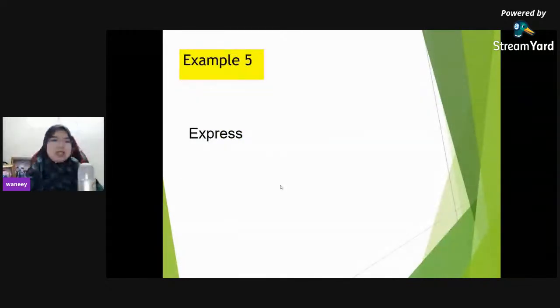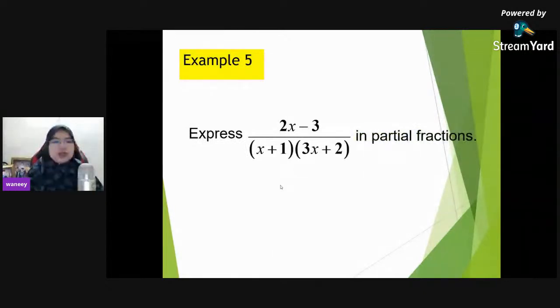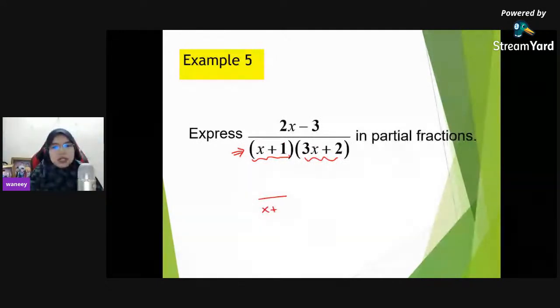Okay, so now let us go to the example. Express 2x minus 3 over x plus 1, 3x plus 2 in partial fractions. So do check your denominator. What do you have in your denominator? Obviously, this is type 1, a distinct linear factor. This is linear, this is also linear. So we are going to get something over x plus 1, plus something over 3x plus 2. Since these are linear, we are definitely going to get constants on top: A and B.